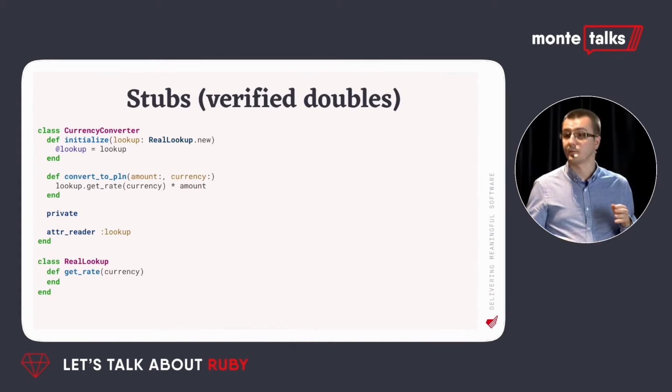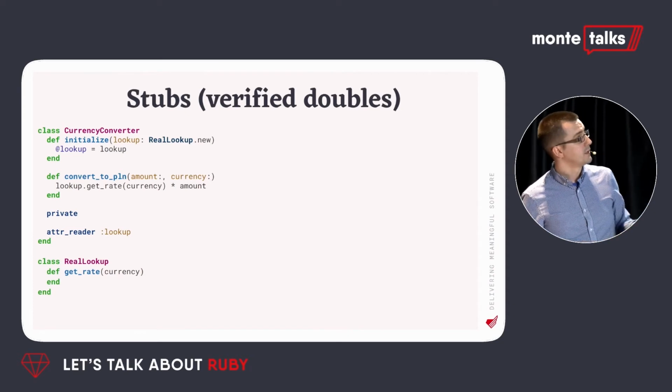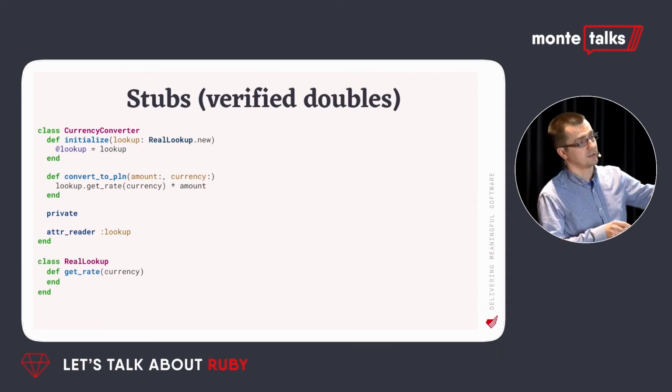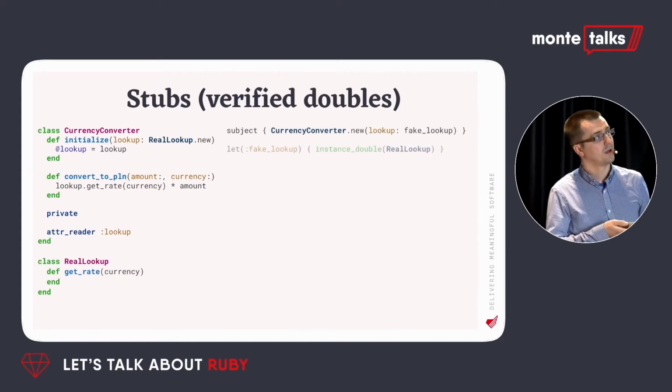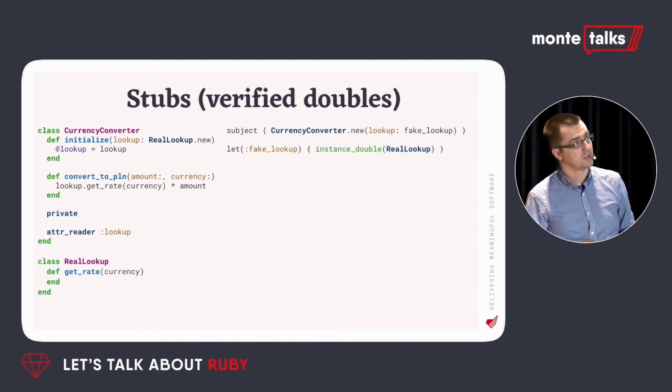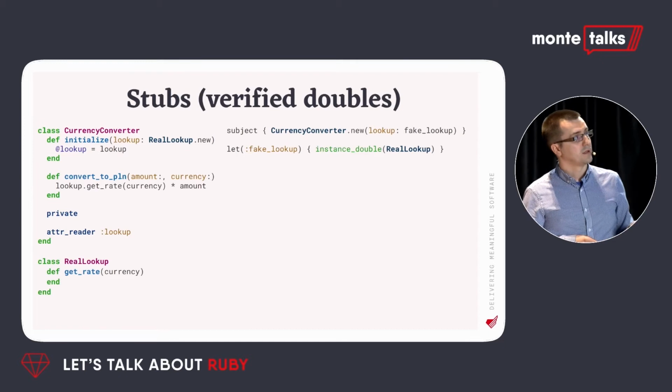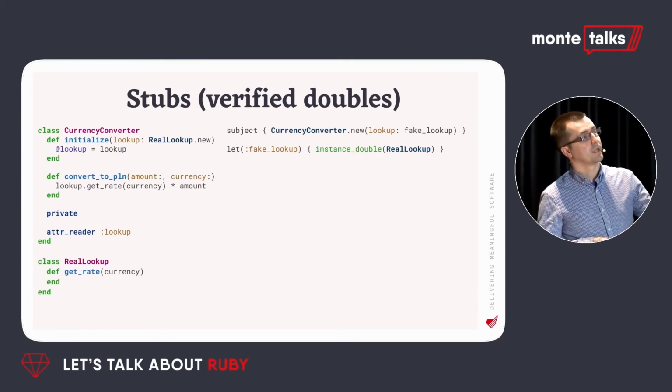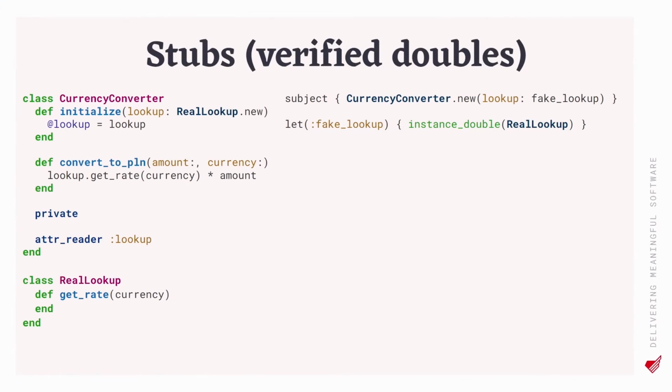Next to the normal double, RSpec offers verified double. The code under the test is the same on the left side as in the previous example, but here we use another method from the RSpec library, not the double, but the instance double. And as an argument to instance double, we provide a class whose instance we would like to mimic. We would like to provide something which basically behaves like a real instance of the real lookup class, right? So here is the reason why we use instance double. And again, we allow defining a response for method getRate with the euro argument as before.